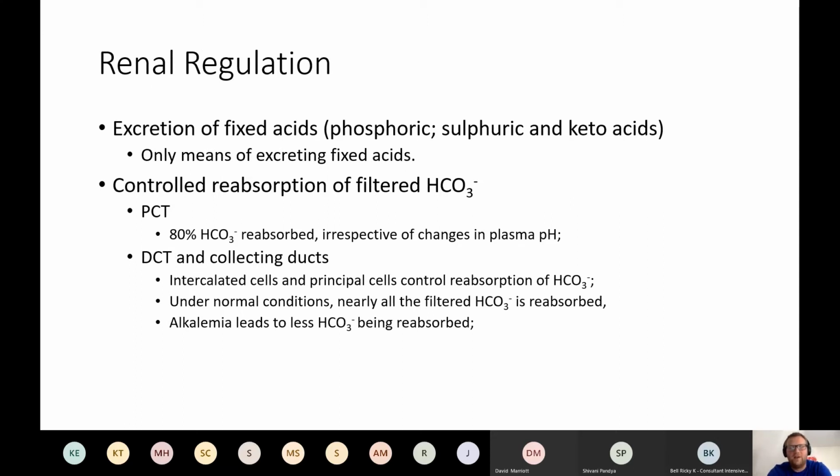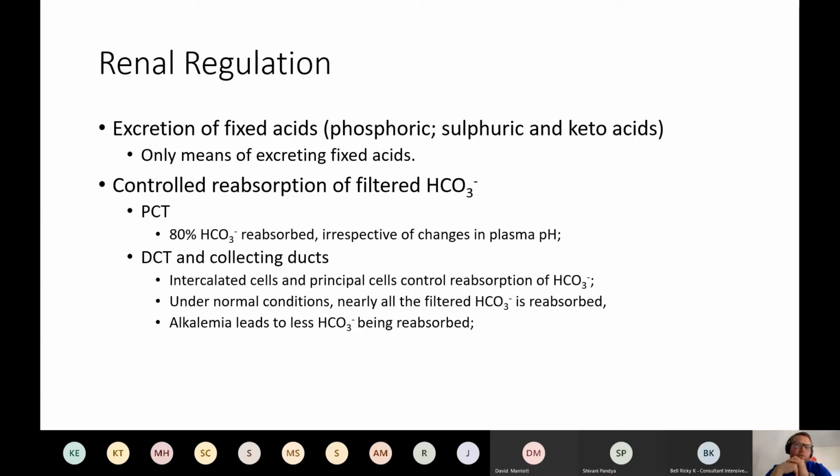So the kidneys are very important for excreting acid, and they're the only way the body has of excreting fixed acids, so phosphoric acid, sulfuric acid, and keto acid. And they also control the reabsorption of filtered bicarbonate. In the proximal convoluted tubule, almost all the bicarbonate in the blood is filtered at the glomerulus. It filters very freely, and 80% of that is reabsorbed from the proximal convoluted tubule, irrespective of plasma pH.